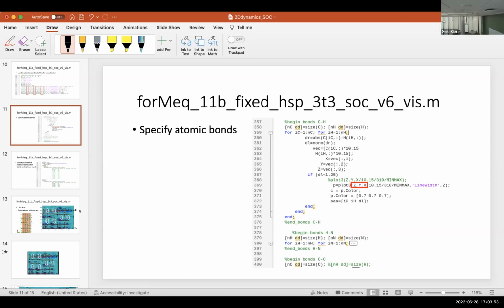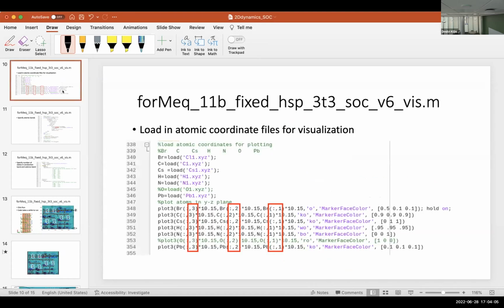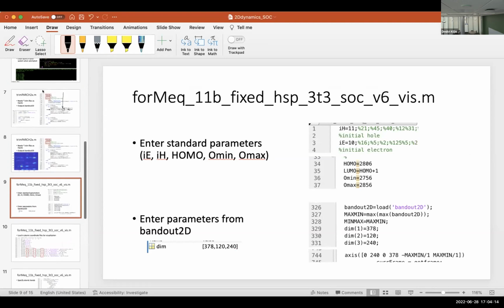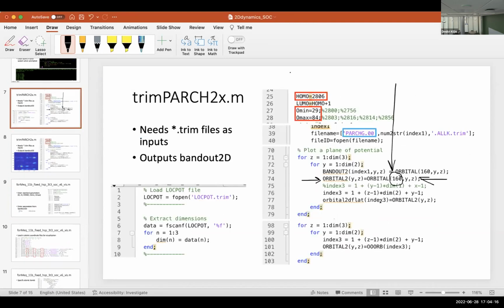So the Z should be the last one. And whether X or Y should be first depends on how you organize these ones. Okay. I see. Okay, guys, thank you.